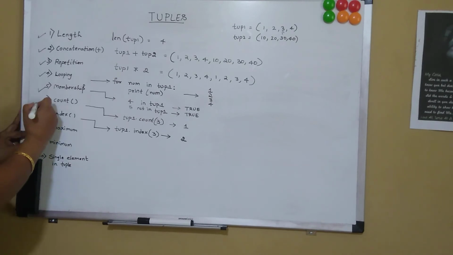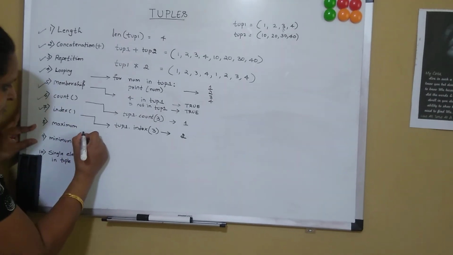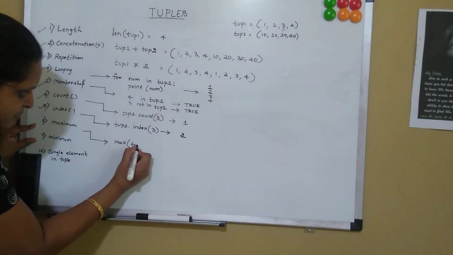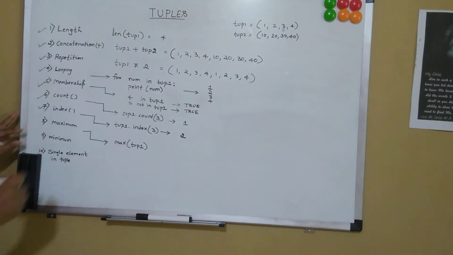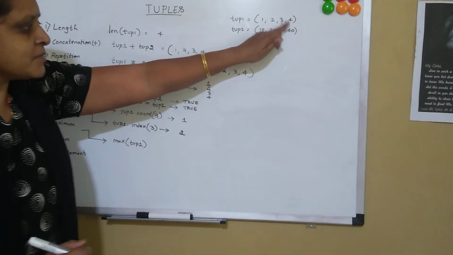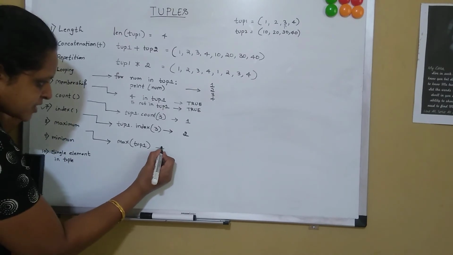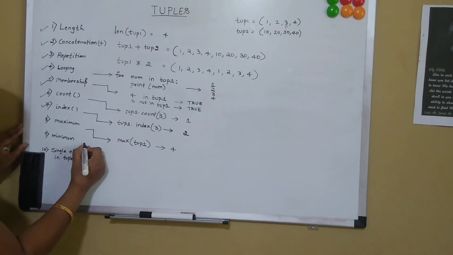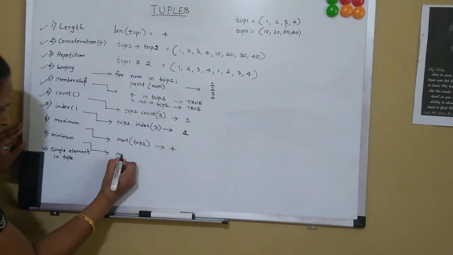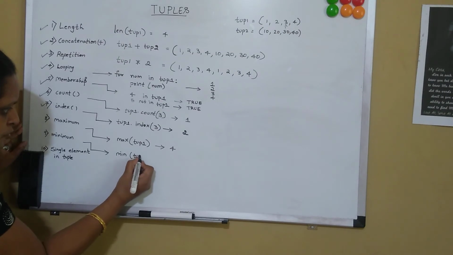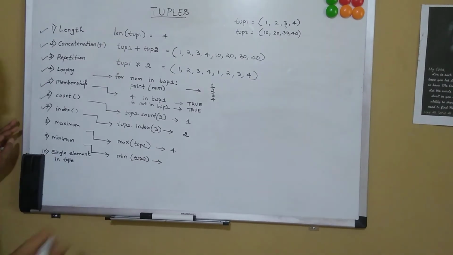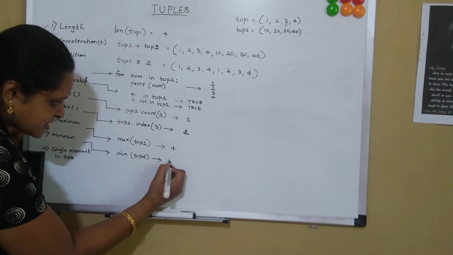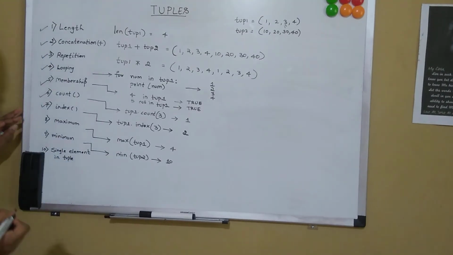Now let's go on to the maximum method, maximum of the tuple. For this I have specified max and then tuple 1. So when I give max of tuple 1, it will return the maximum element, that is 4. Now minimum of a tuple. If I give minimum of tuple 2, the minimum value in tuple 2 is 10. So it will return the value equal to 10.